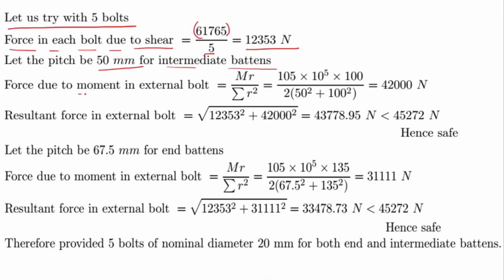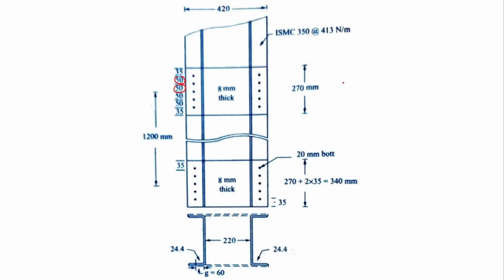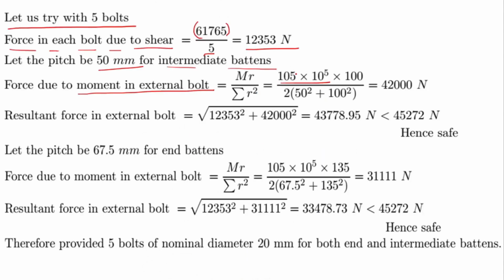Force due to moment in external bolt, Mr by summation of R square. M is the moment, R will be 100. If you see the figure, if it is the central line, this distance will be 100, the distance between the central line and the extreme bolt. As we are calculating the moment on the extreme bolt, R will be 100.